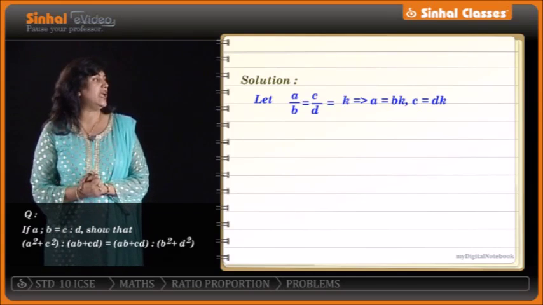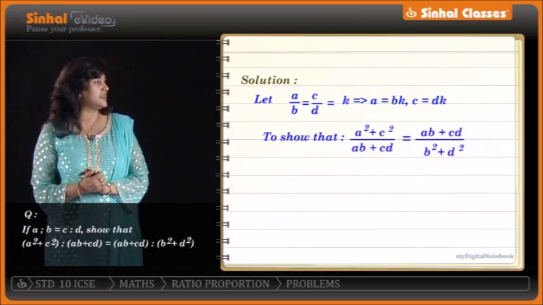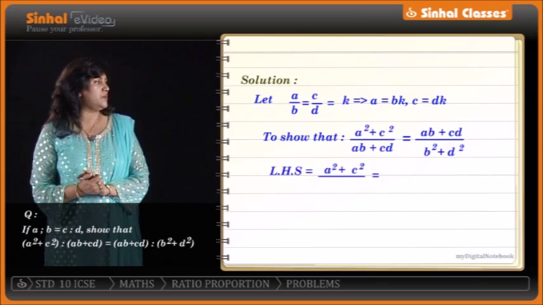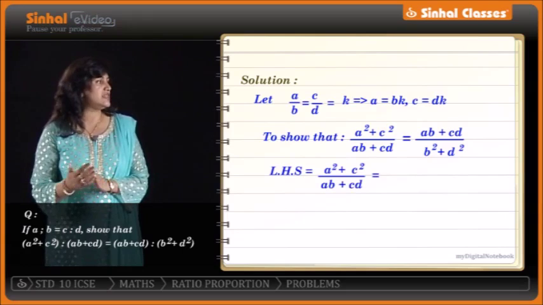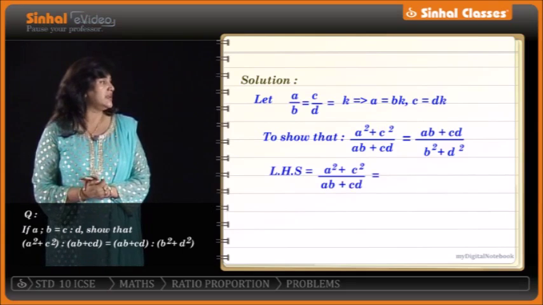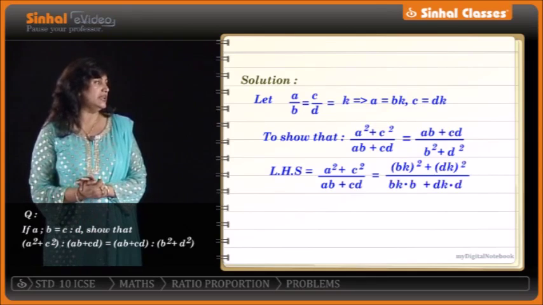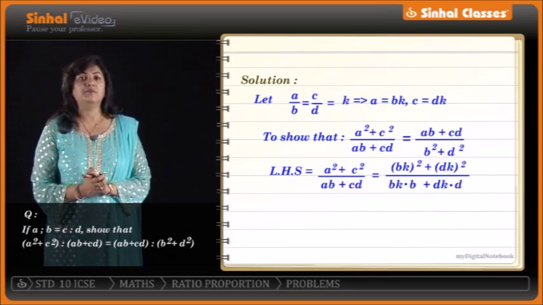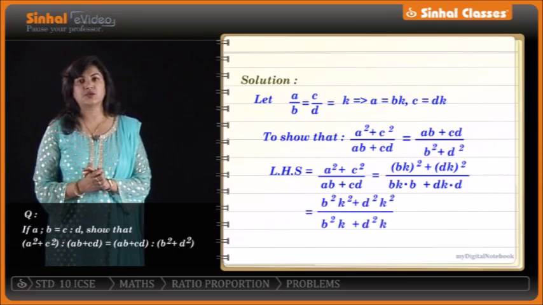Now we substitute a and c in the LHS and RHS. Let's start with LHS first. We have a square plus c square upon ab plus cd. Substitute a as bk and c as dk. We get bk the whole square plus dk the whole square upon bkb plus dkd. Now simplify: b square k square plus d square k square upon b square k plus d square k.